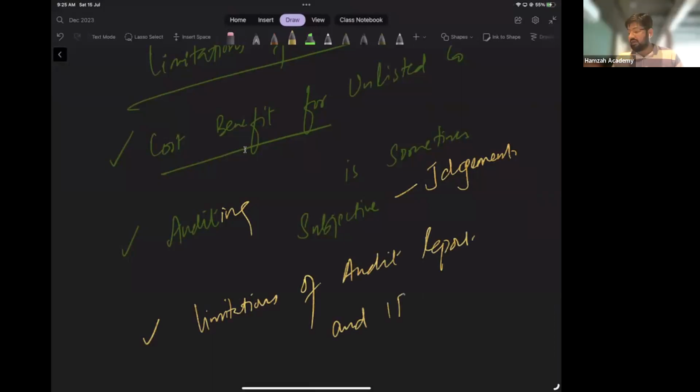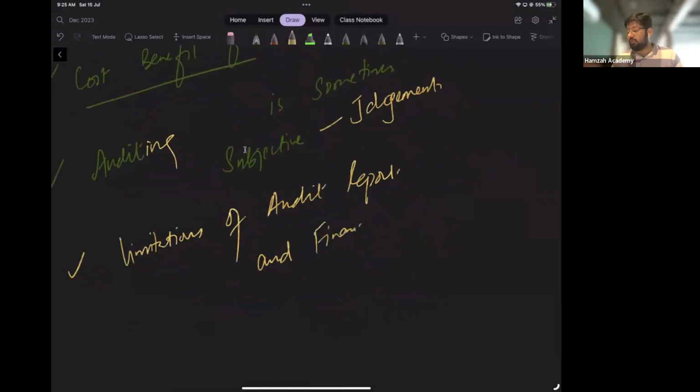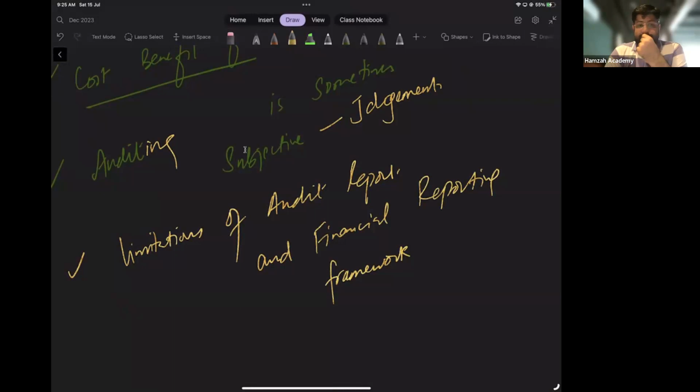Now the next is the limitations of audit reports and the financial reporting framework, IFRSs. There are certain limitations of the audit report: there is a defined format for how the report is to be issued and what the wording of the report will be. The standardized format of the report is given, and you have to follow that. Without following it, you cannot prepare the report.